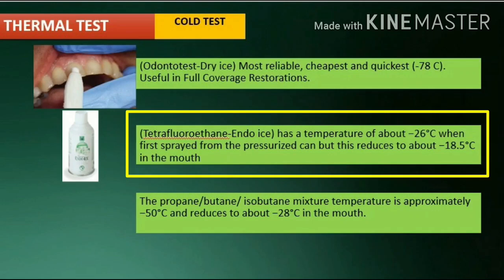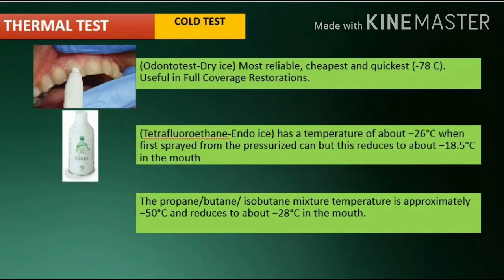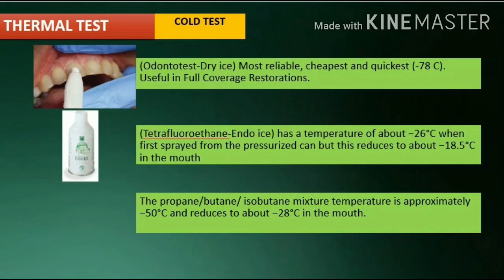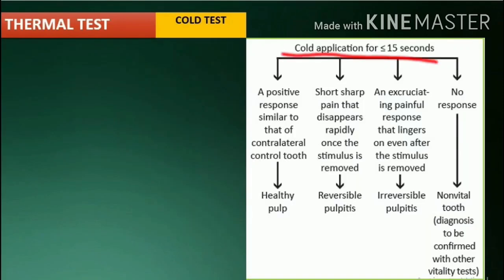Tetrafluoroethane has a temperature of about minus 26 degrees C when first sprayed from the pressurized can, but this reduces to about minus 18.5 degrees C in the mouth. Mixture of gases temperature is approximately minus 50 degrees C and reduces to about minus 28 degrees C in the mouth. They are generally less effective than dry ice, especially when testing teeth with porcelain crowns. Cold application is for less than 15 seconds.